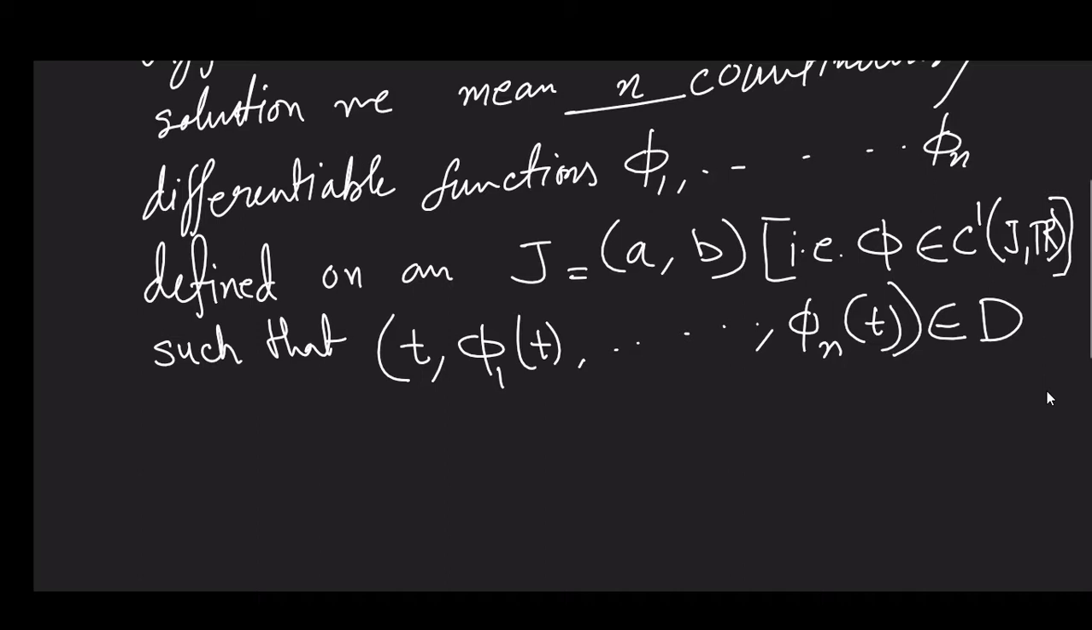So what we are trying to say is that J is an open interval. Why open? That will also come, why it needs to be open. Then we have a function phi that is from C1 J to R.